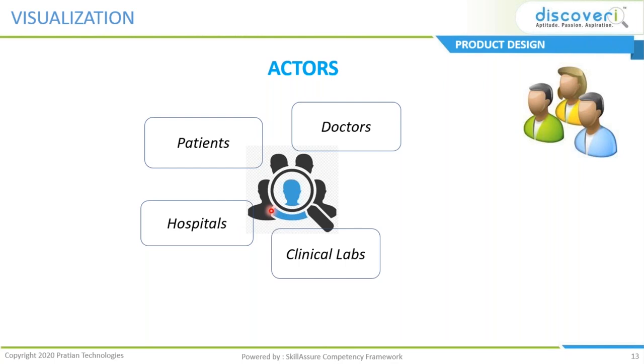Then we can have the clinical labs. These labs also can use our application, because the patients might be using the labs for getting their reports. So we can have a direct integration with the clinical labs, so that they can provide us with the different reports for different patients. And we can also have the insurance companies as one of the actors, because most of the patients will have a health insurance. So whenever they are hospitalized, the insurance will cover that. So these are the different types of actors which can be a part of our application.